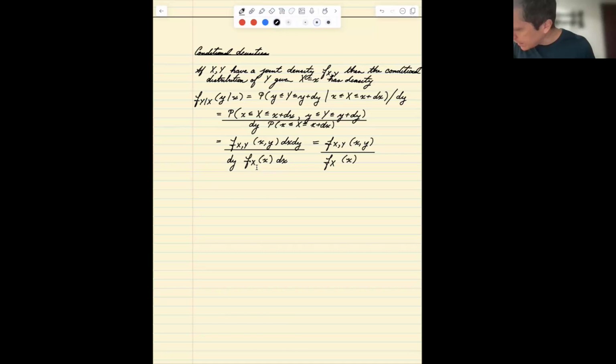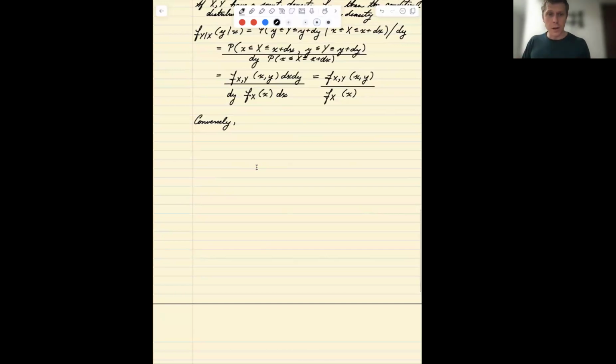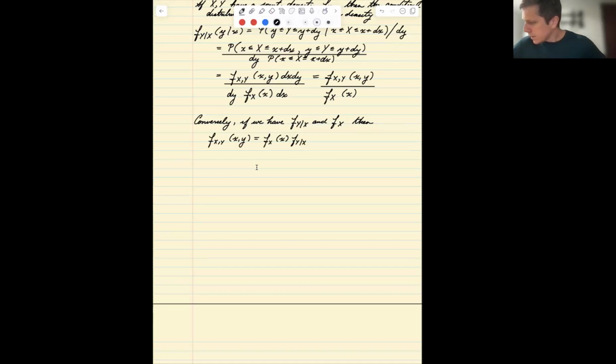And conversely, just like we had the multiplication rule for conditional probabilities, we have a multiplication rule for conditional densities. So if we have the conditional density of y given x, and we also have the marginal density of x, then the joint density of x and y is just the product of the marginal times the conditional.